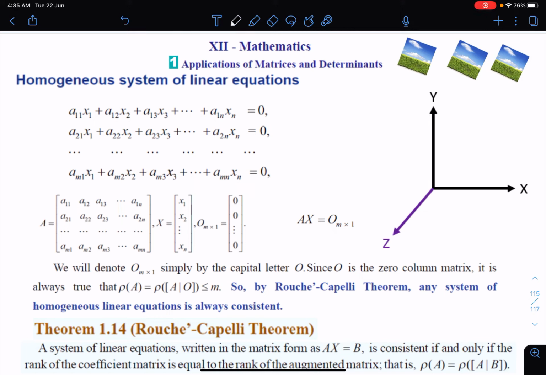Hello 12th standard students, welcome back to chapter 1, applications of matrices and determinants. Today we are going to see about homogeneous system of linear equations.